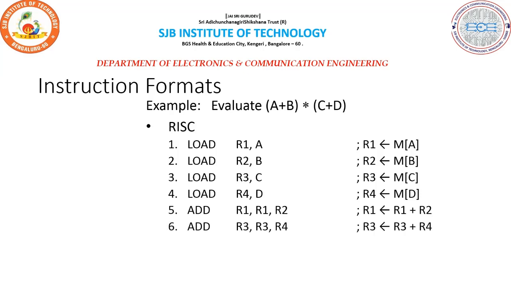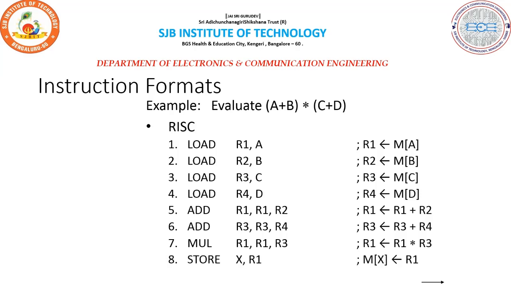Similarly, R3 and R4 are getting added and the content is going to be saved in R3, and then R1 and R3 are multiplied and the result is getting saved in R1. And store R1 to X. So this is what we are using.